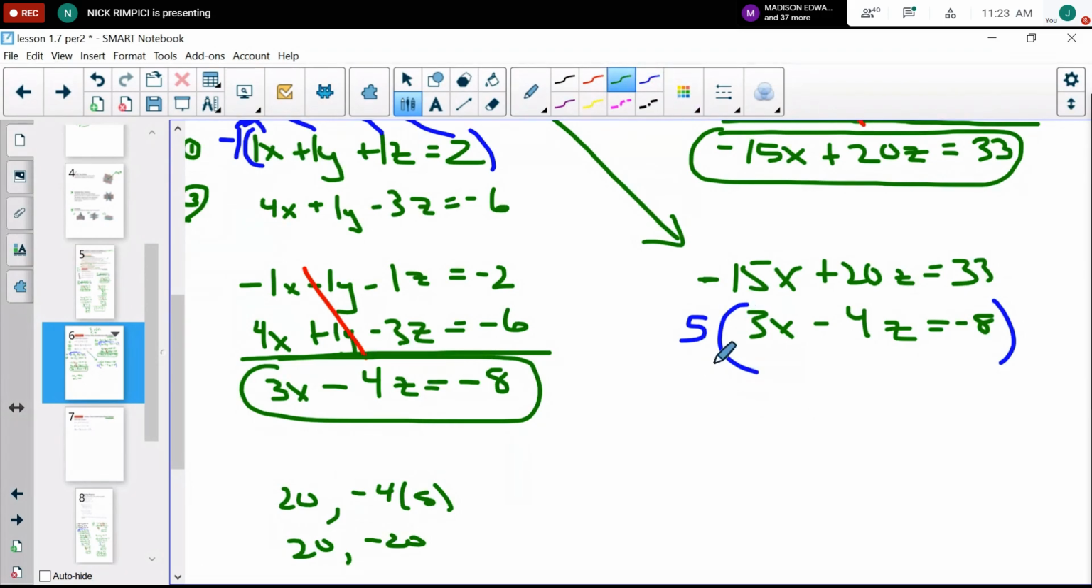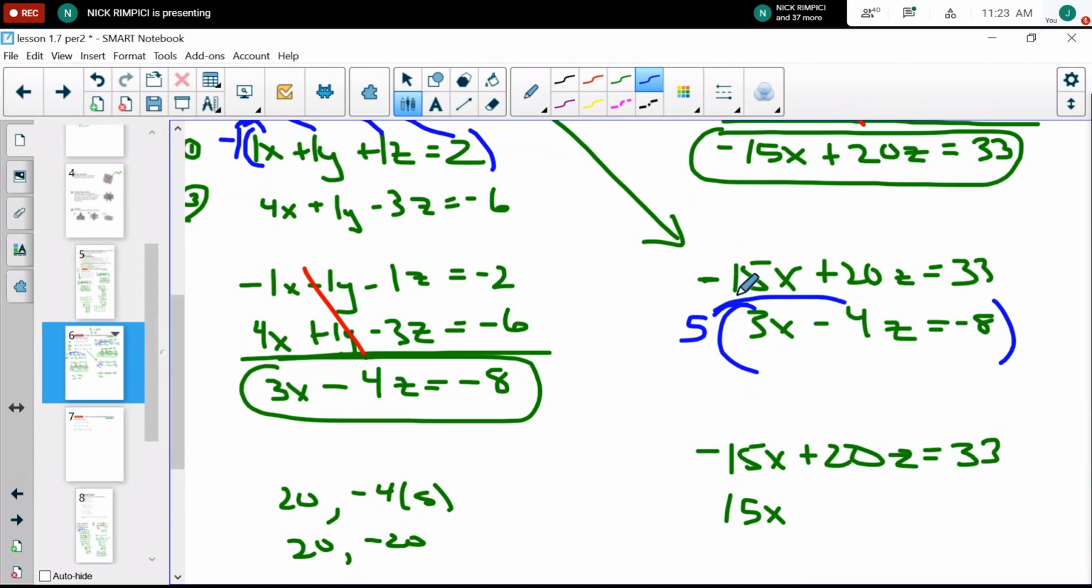Okay. So let me see here. The top one I'm leaving, -15x plus 20z equals 33. I'm not touching the top. The bottom one, 5 times 3x, I have to work that out. That's 15x. Then I have to do 5 times -4, which is going to give me -20z, which is what I wanted. And finally, I have to do 5 times -8, which I believe is -40.